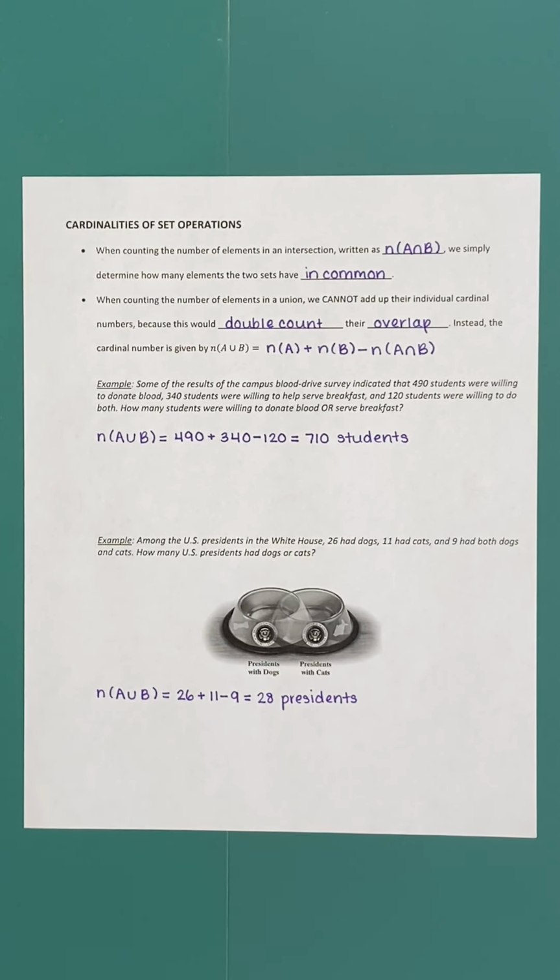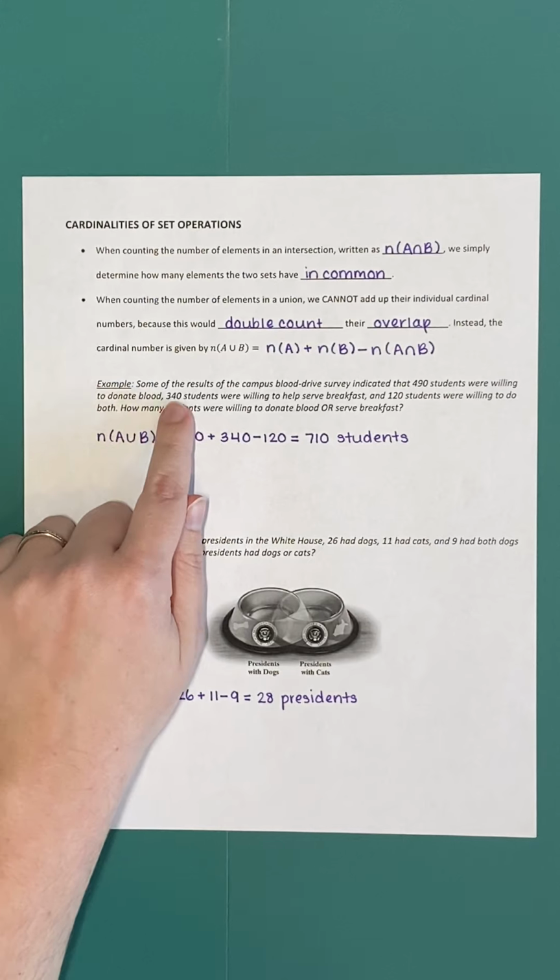So this means that 490 students in total were willing to donate blood. This includes students who only wanted to donate blood, as well as the students who wanted to do both. So we're going to consider these to be totals unless you see something like the word only donate blood. Then and only then can you think of that number as exclusively representing that particular set. Same thing with the 340.